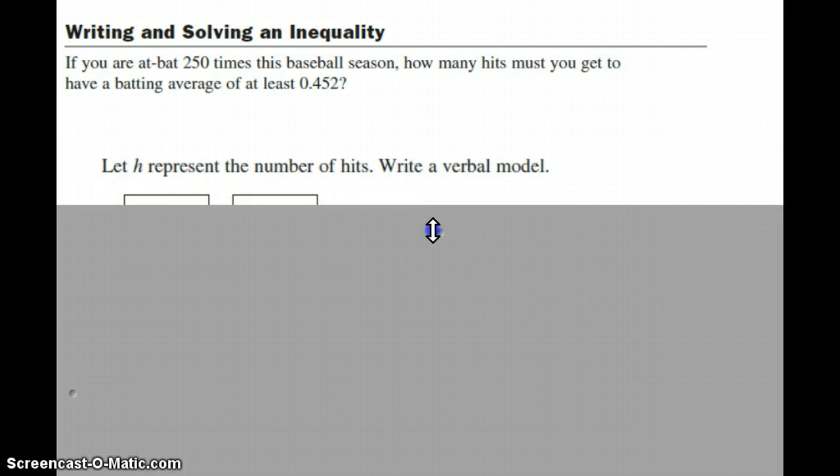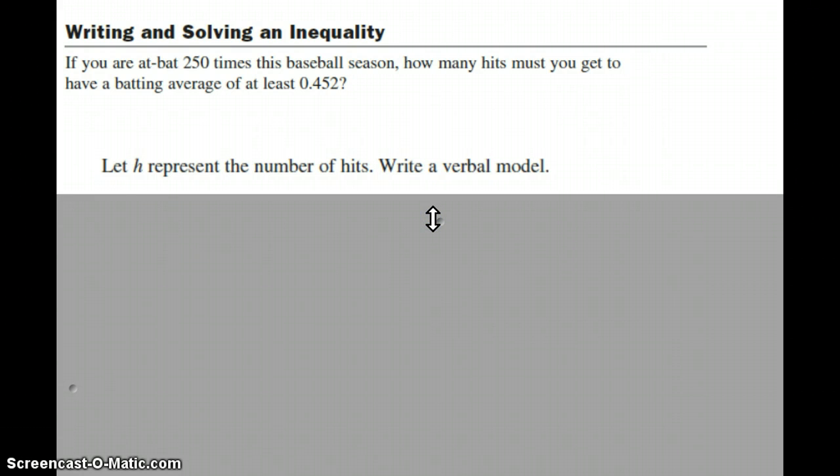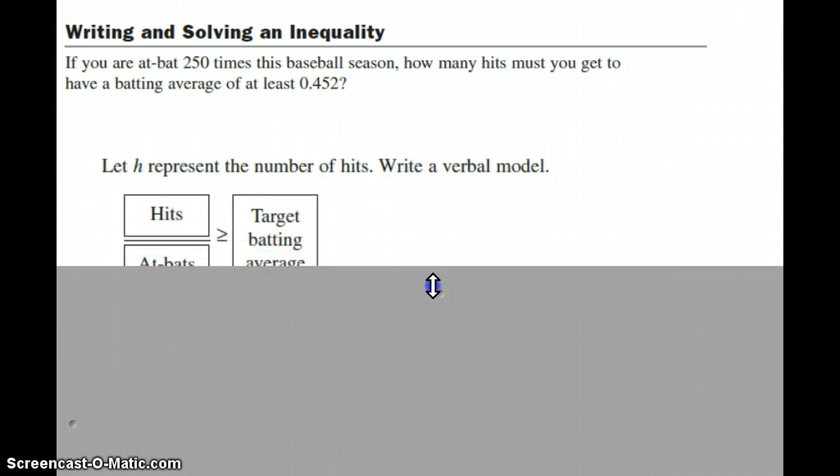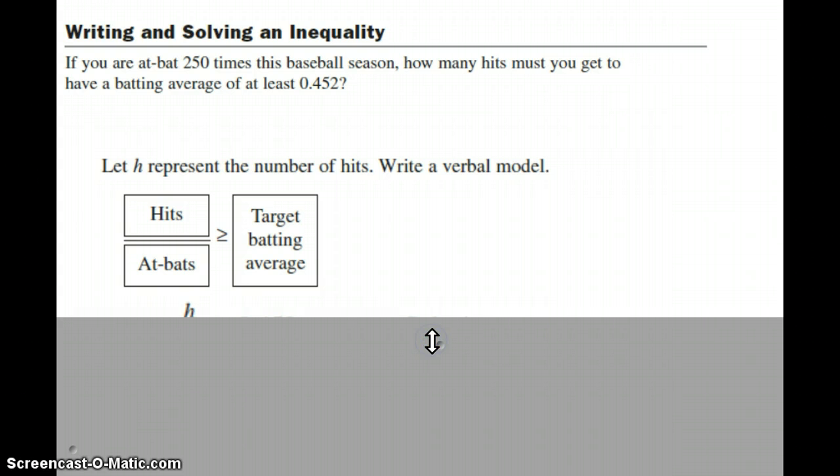Writing and solving an inequality. If you are at bat 250 times this baseball season, how many hits must you get to have a batting average of at least 0.452? We're going to let h represent the number of hits, and we're going to write a verbal model. So the hits divided by the at-bats is greater than or equal to the target batting average. We get the greater than or equal to from the at least in the question.